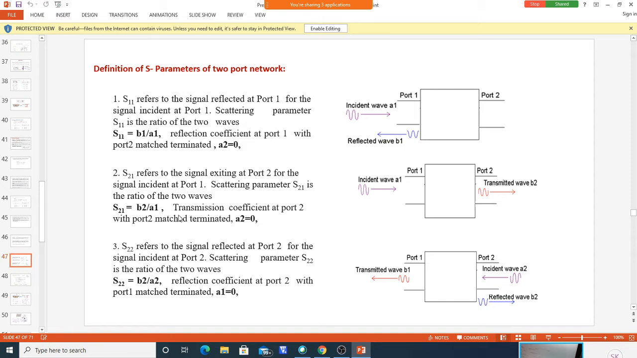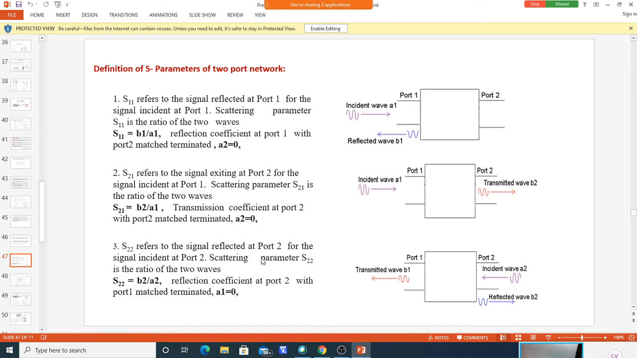Okay. So this is B2 by A1, so we can come to know the transmission here. Similarly, again, this is also frequency dependent. And S22, this is reflection, similar to S11, but we are measuring at port 2. Incident signal at port 2 and reflected signal at port 2, we are looking. That ratio gives B2 by A2.